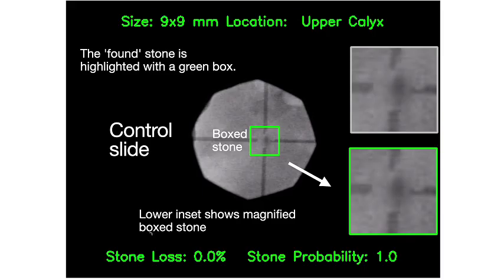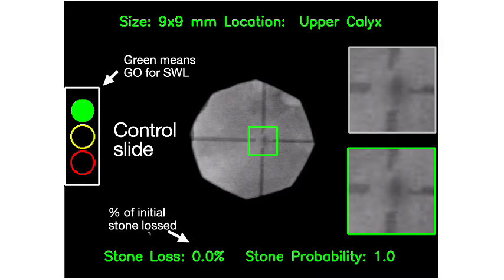In this example, the stone is located in the upper calyx of the kidney and has a size of 9 mm by 9 mm. A control slide is produced at the beginning of each shockwave treatment. The screen shows the found stone, which is highlighted with a green box. The upper inset shows the initial boxed stone, while the lower inset shows the magnified, boxed stone.